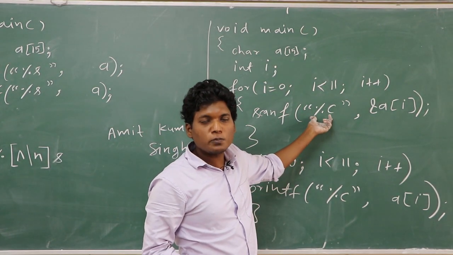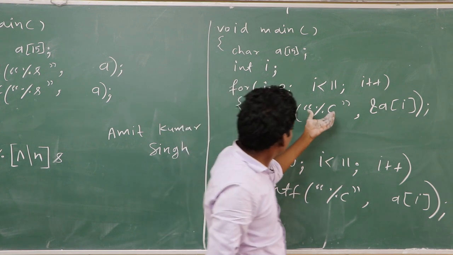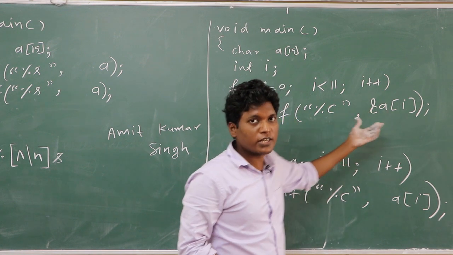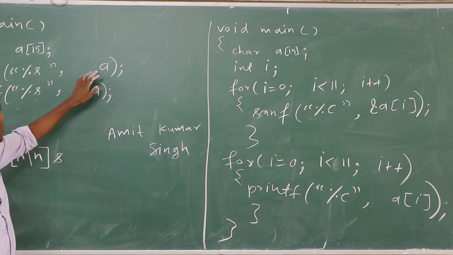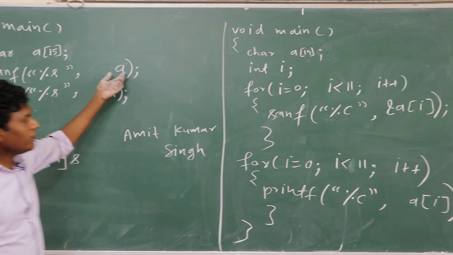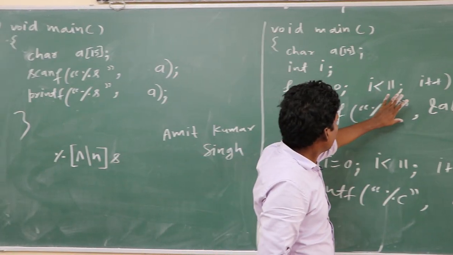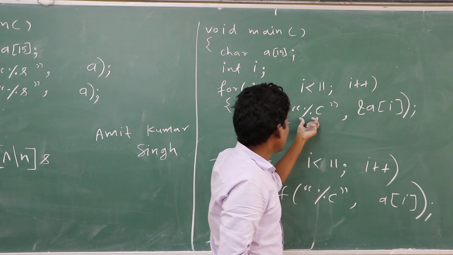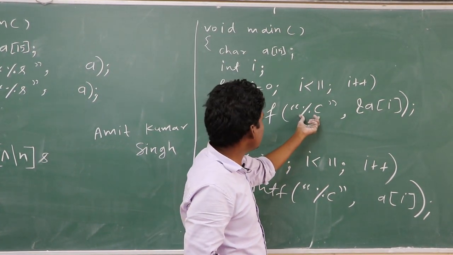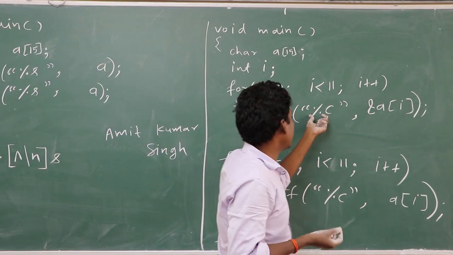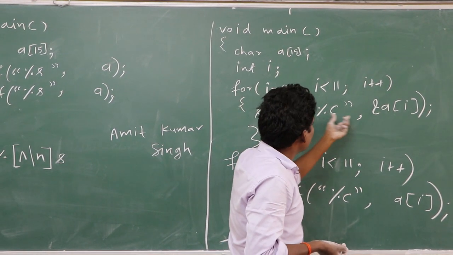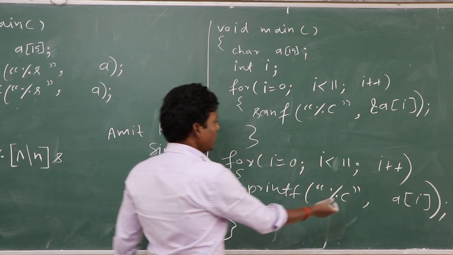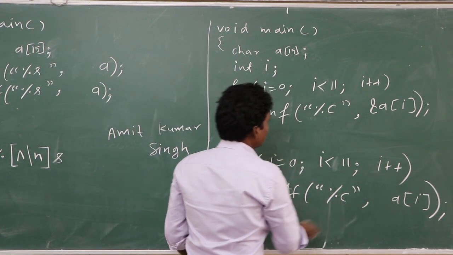So here class we use %c to take the character of string one by one, not the whole string. Here we take the string as a whole. And here we take the string as an input, character by character, because %c inputs only one character at a time. So %c takes the input character by character. Okay, and here we print string a character by character.